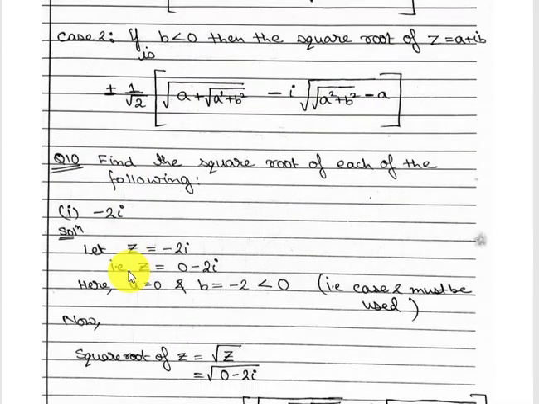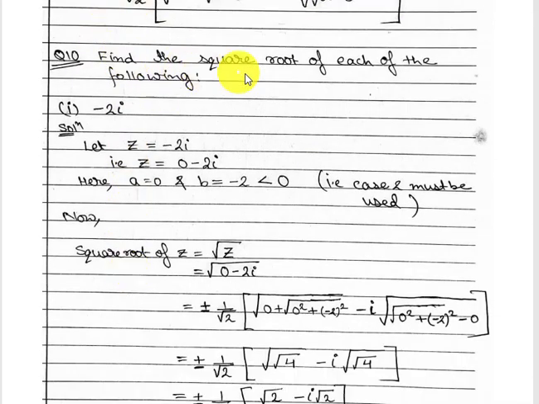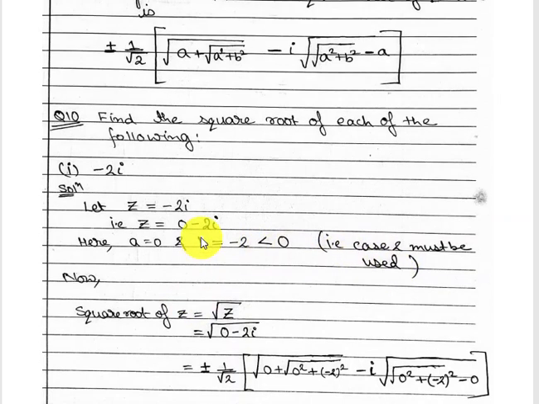Now let us come to the question. Question number 10: find the square root of each of the following. The first question is minus 2i. So this is a complex number, z equal to minus 2i. If I want to write it in the form a plus ib, I can write 0 minus 2i. So here a is 0 and b is minus 2, which is less than 0. In that case we have to use case 2, so this formula has to be used.